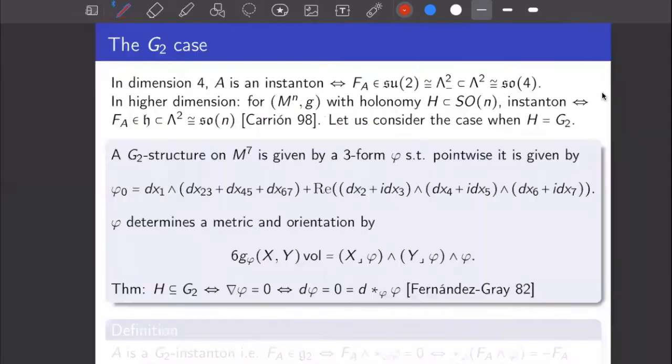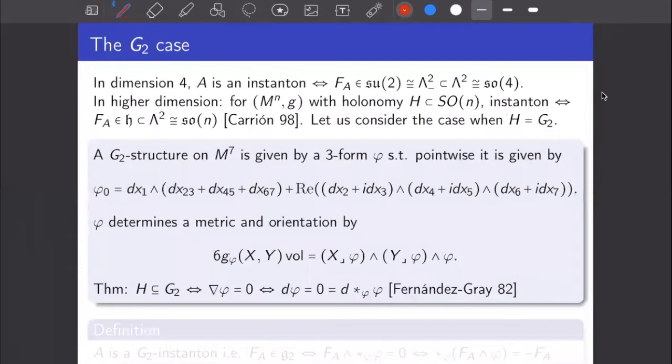So let us consider the case when the holonomy group here is G2. Let me quickly remind you what a G2 manifold is. Given a 7-manifold M7, a G2 structure on the space is determined by an algebraic special 3-form phi, so that at every point there exists some coordinate system in which the 3-form can be expressed in the following way here. So this is some one-form dx1, and this guy here should be thought of as some sort of symplectic form on R6, and this term here is the real part of a holomorphic volume form on R6, which is C3. This 3-form determines both a metric and an orientation by the following expression here, x and y being arbitrary vector fields.